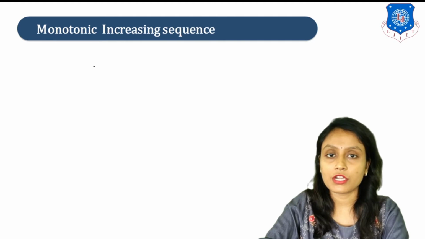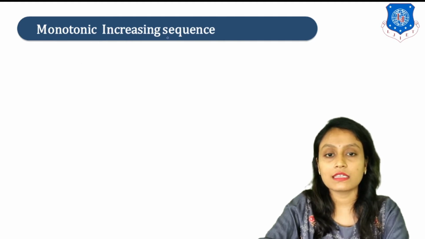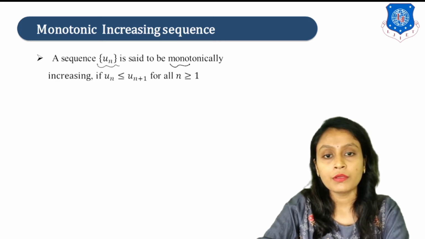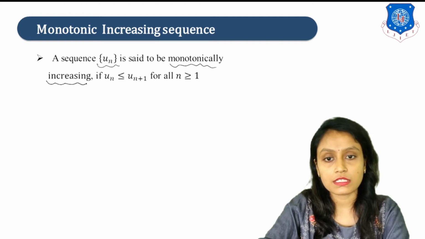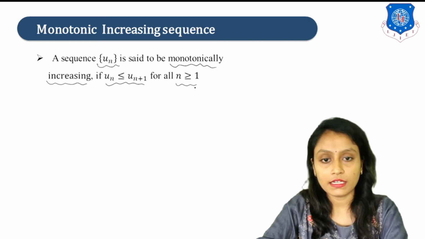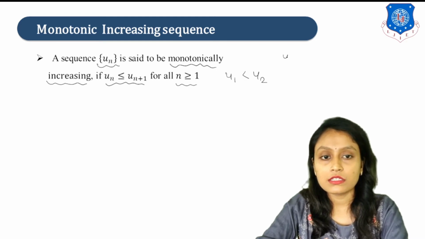So let's begin with the first topic, that is monotonic increasing sequence. A sequence u_n is said to be monotonically increasing if u_n is less than or equal to u_{n+1} for all n greater than or equal to 1. Suppose u1 is less than u2, and u2 is less than u3, meaning the terms are increasing. If you increase n, the terms increase, so we can say that the sequence is increasing.